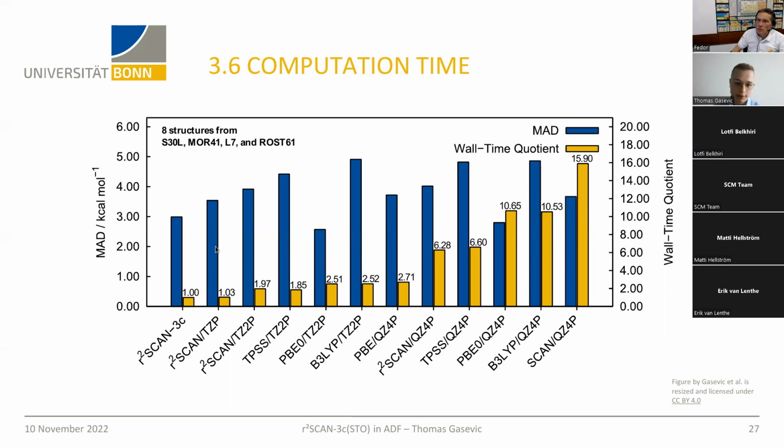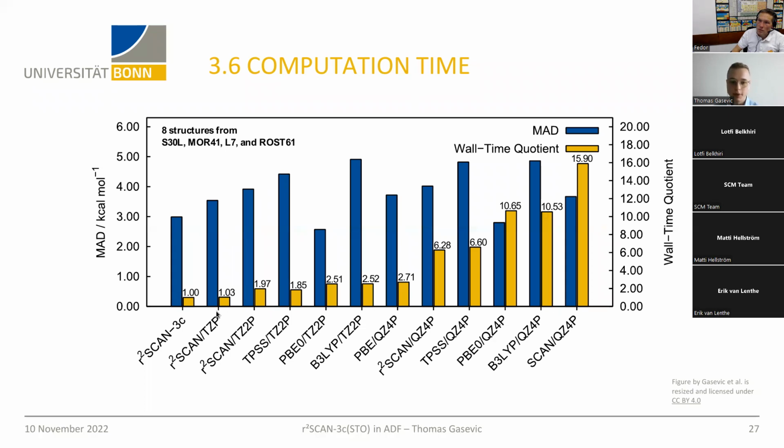Now if we look, for example, at the first 3 bars, you can compare r2SCAN-3c with r2SCAN-TZP and r2SCAN-TZ2P. While the basis sets are increased, the MAD is also increased, and also the wall time quotient increases. So we are faster and also more accurate, also faster and more accurate than TPSS, for example.